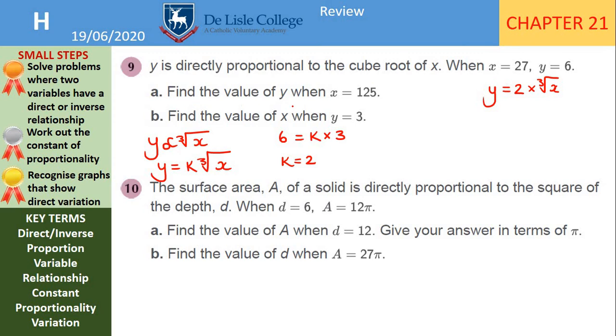So part A, find the value of y when x is 125. So when x is 125, I want the cube root of 125, which I know is 5, because 5 times 5 is 25, times 5 again is 125. So y is 2 times 5, so this here will give me an answer of 10.